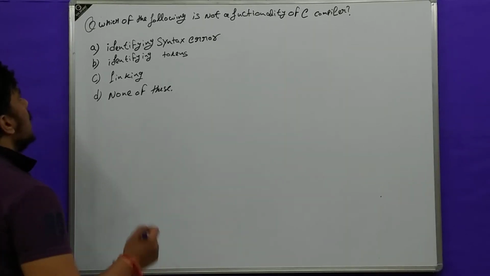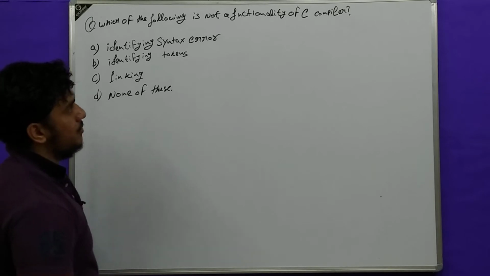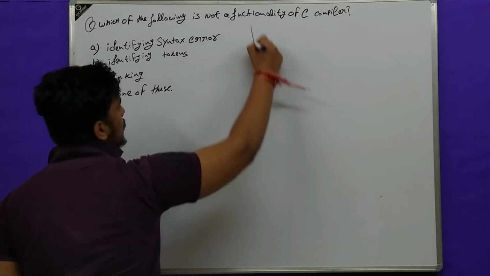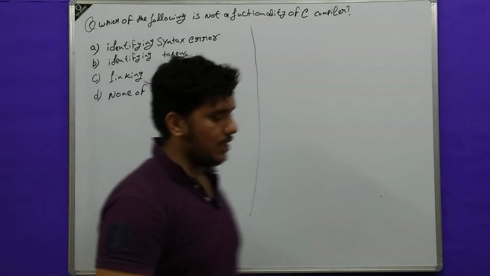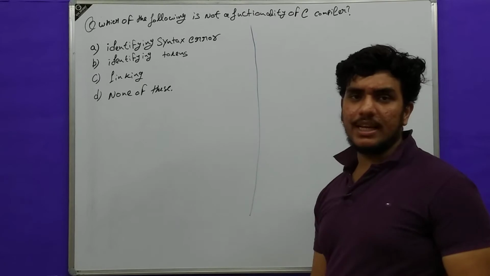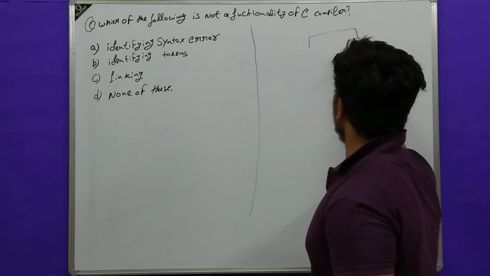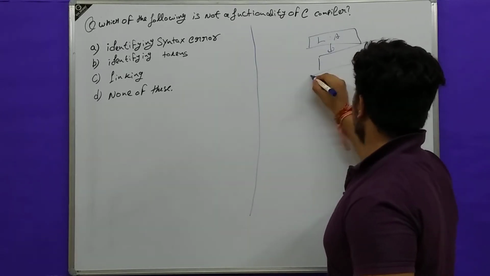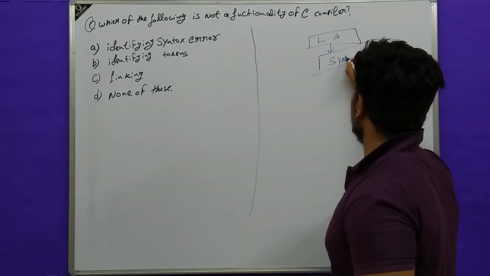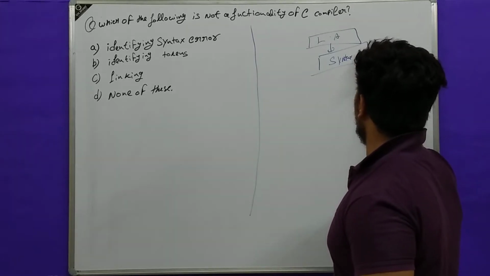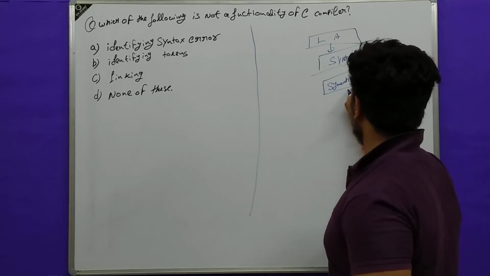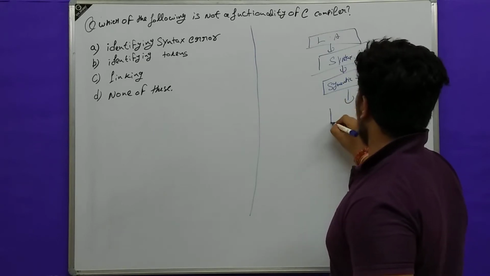Let's take another question. Which of the following is not a functionality of C compiler? So we have to take the functionality of C compiler. Let's make a diagram of C compiler, basically the phases of compiler. First one, lexical analyzer. After that, syntax analyzer, semantic analyzer.